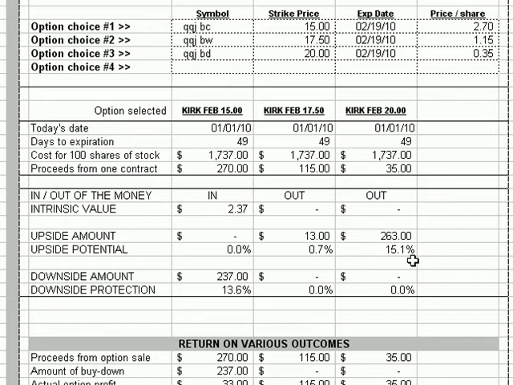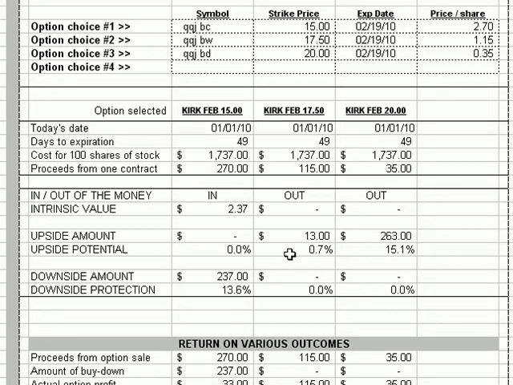Okay, now downside protection. The only option strike that has downside protection is the 15 strike, which gives you downside protection of $237 from 17.37 down to the 15 strike, or 13.6%. No downside protection for the at-the-money strike. Once again, slight upside protection potential of 0.7%. And the 20 strike gives you tremendous upside potential of 15.1%. That takes care of the middle section.